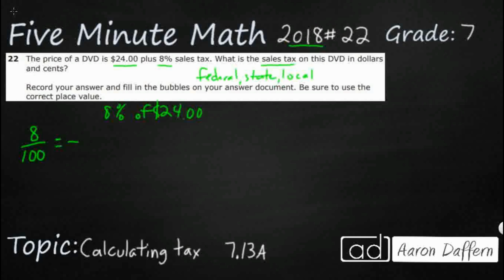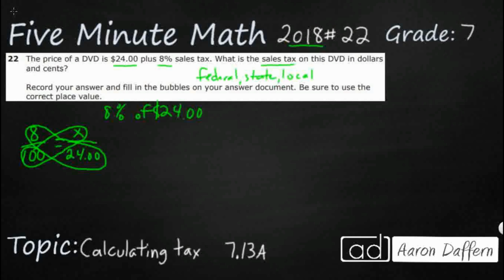So that whole cost is $24, and let's say x is our 8%. If we want, we could cross multiply. You get 8 times 24, and that would equal 100x, so you'd end up having to do 8 times 24 and then divide by 100. Now, what we're going to end up doing is essentially the same thing.